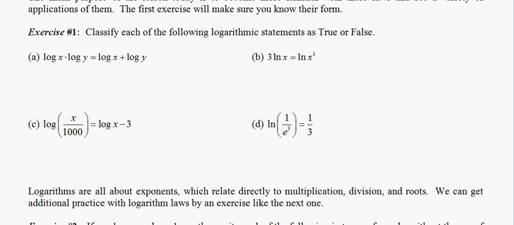Okay, let's take a look. What I'm going to do is, at the beginning, just write down whether each one is true or false, and then we'll especially talk about the false ones, but we'll also get into the true ones. So letter A is a false statement. Letter B is a true statement. Letter C is also a true statement. And letter D is a false statement. So we have two of each.